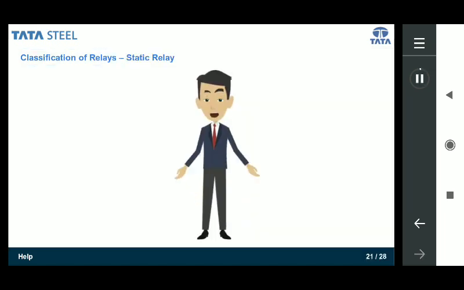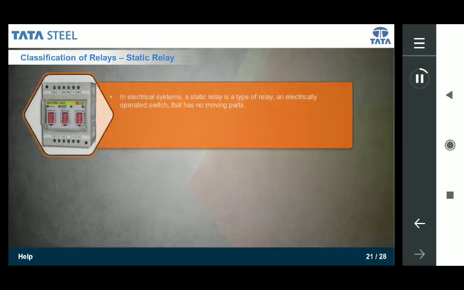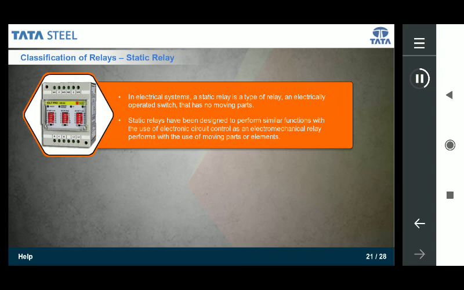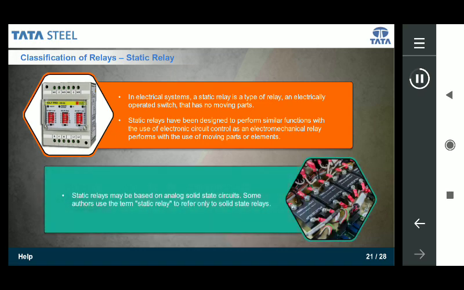Let us now look at the next classification, that is static relay. In electrical systems, a static relay is a type of relay, an electrically operated switch, that has no moving parts. Static relays have been designed to perform similar functions with the use of electronic circuit control as an electromechanical relay performs with the use of moving parts or elements. Static relays may be based on analog solid-state circuits. Some authors use the term static relay to refer only to solid-state relays.